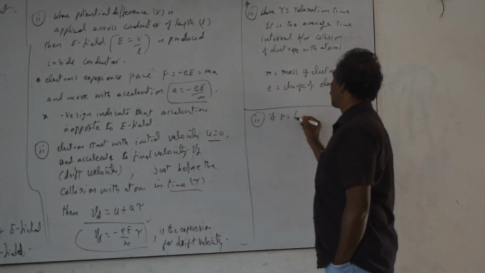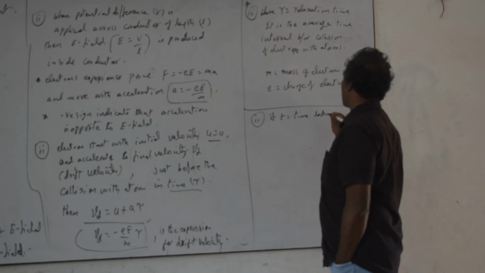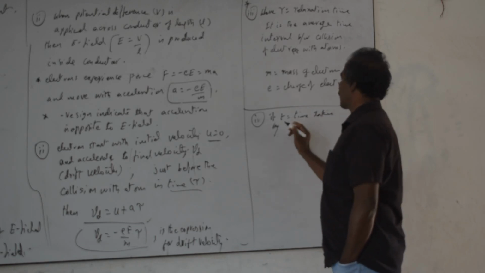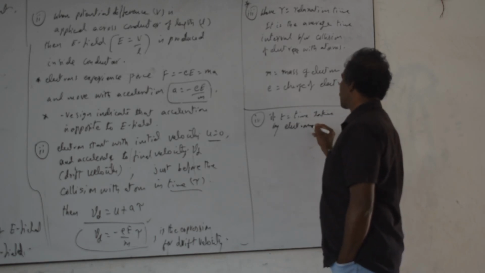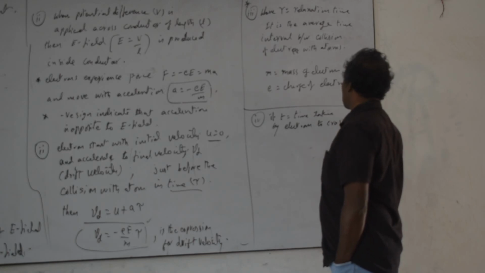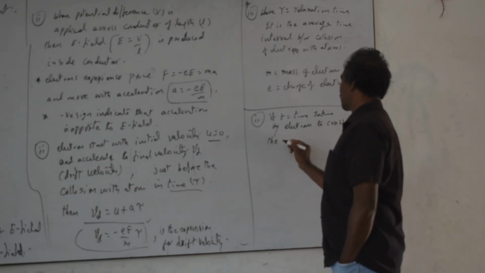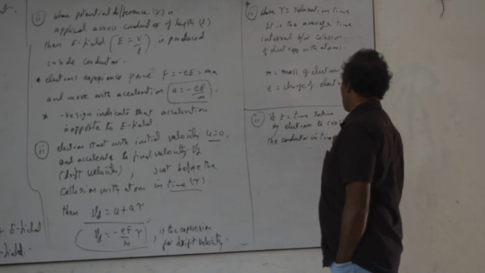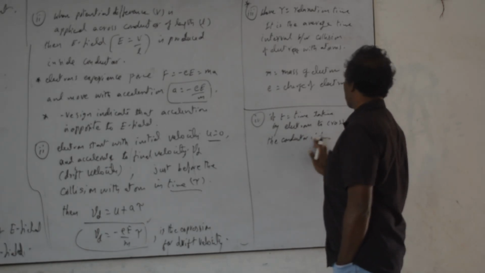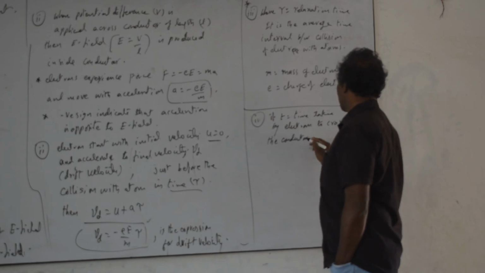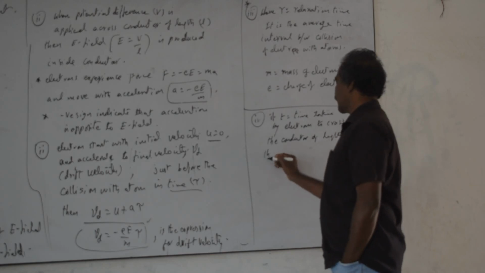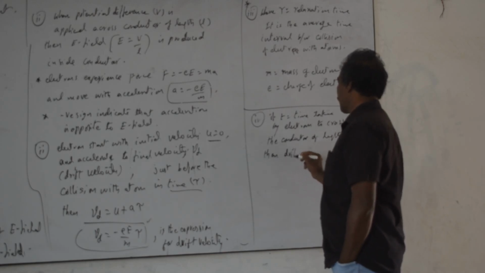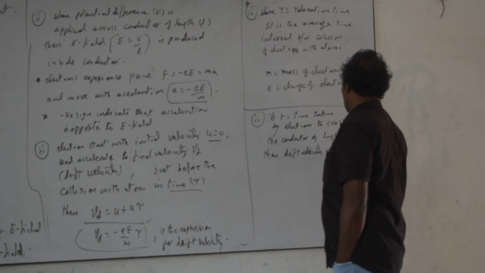If T is equal to the time taken by electrons to cross the conductor of length L, then the drift velocity Vd is equal to displacement divided by time.